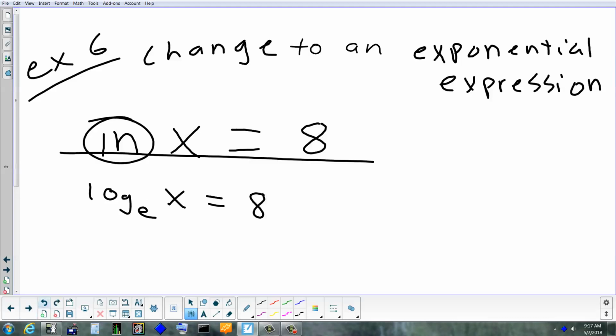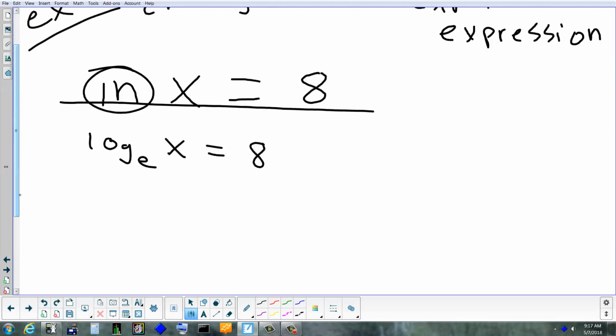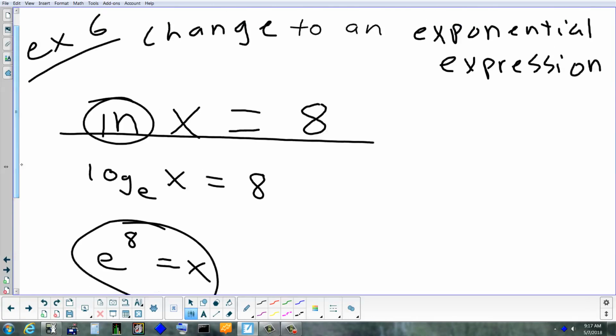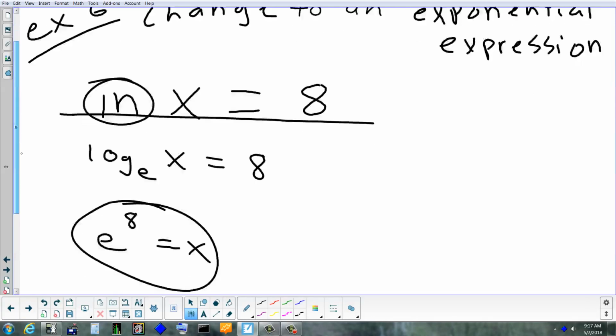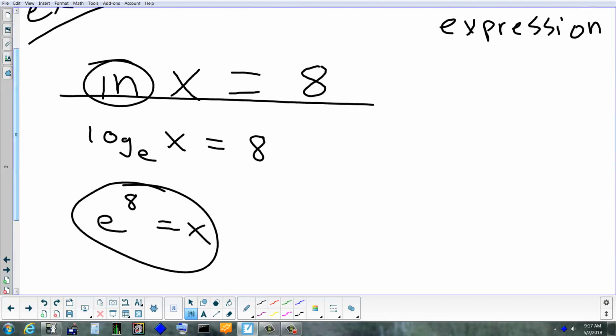Okay, now from here the problem should be just like the past ones. So we just said our base is E. Liz, what's my exponent? 8. Yep, logarithm always equals the exponent. So e to the 8th equals x. Now the directions didn't say solve for x, they just said write it as an exponential expression, and I did. But if I wanted, on my calculator I could type that in, e to the 8th power.